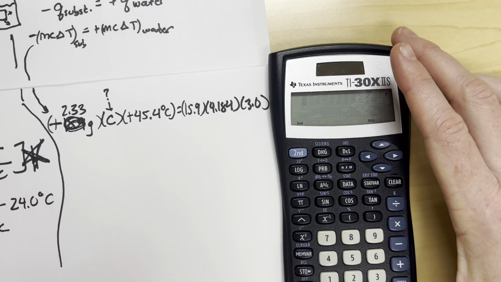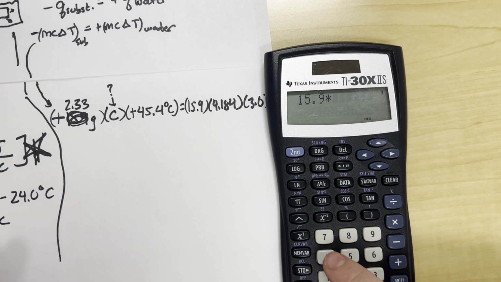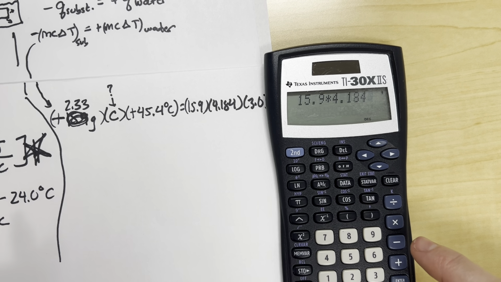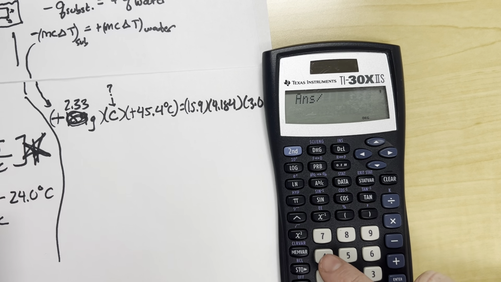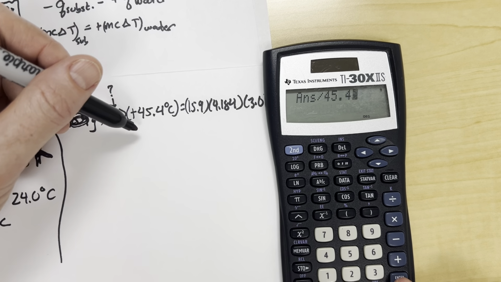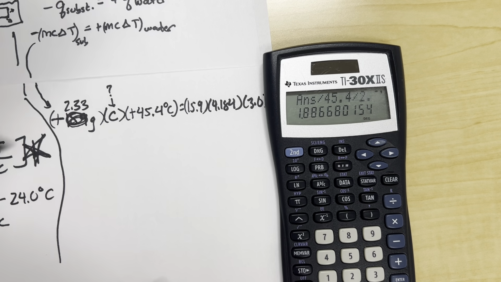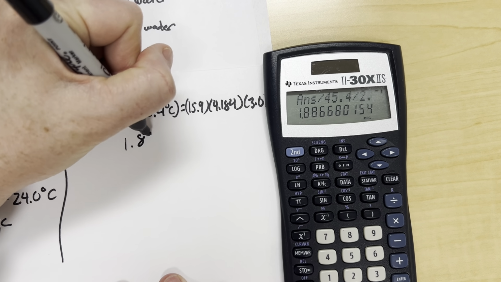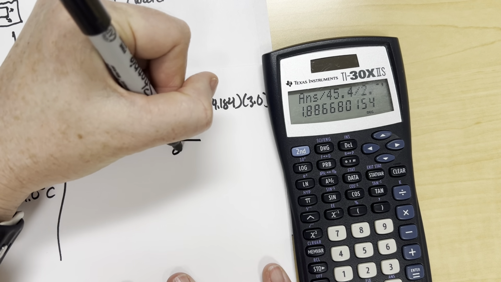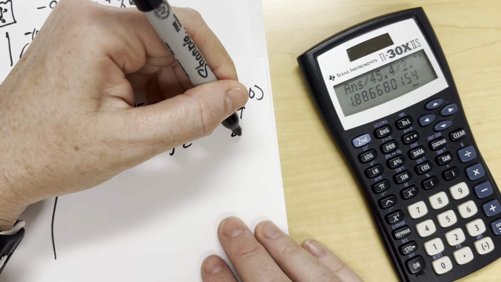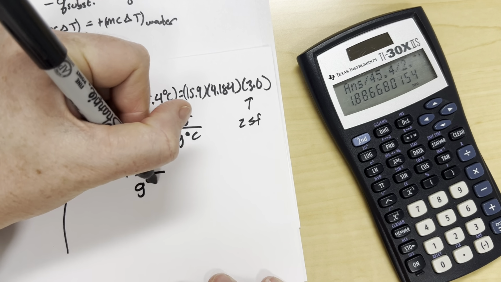Okay, so just to show you algebraically, we're gonna say 15.9 times 4.184 times 3, I'm gonna hit equal. I'm gonna divide it by 45.4, which cancels this out. And then I'm gonna divide it by 2.33. This gives me an answer of 1.887, and that would be joules per gram degrees Celsius. Because this had 2 sig figs, our final answer should have 2 sig figs, so our final answer should be 1.9 joules per gram degrees Celsius.